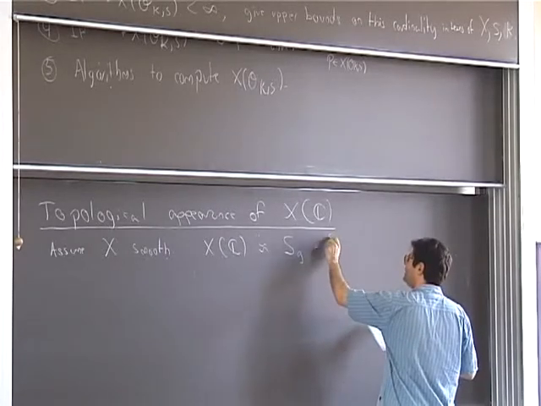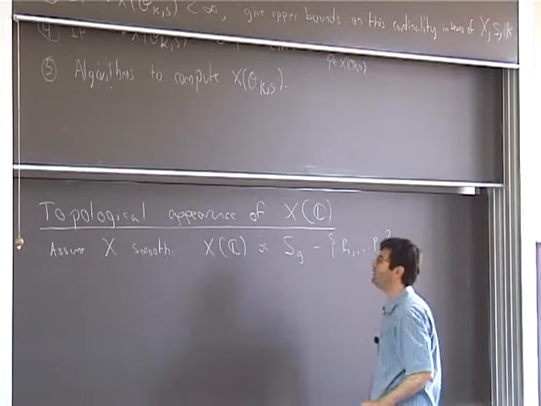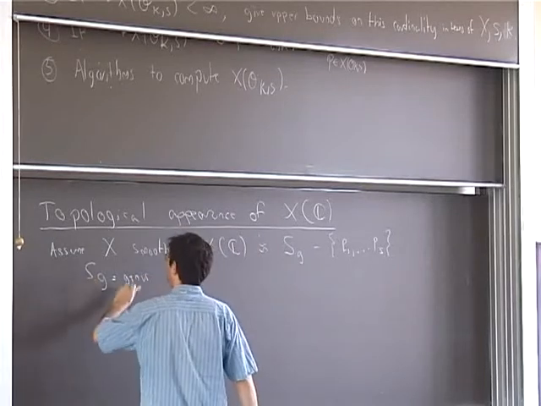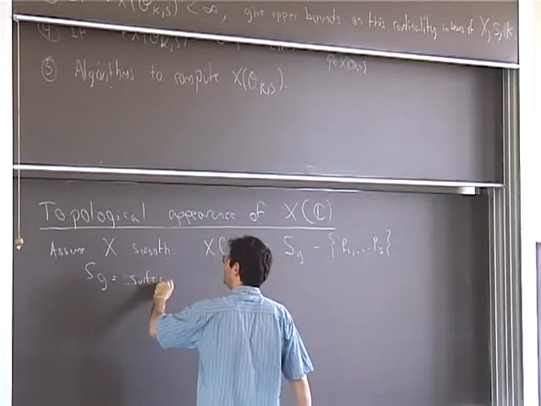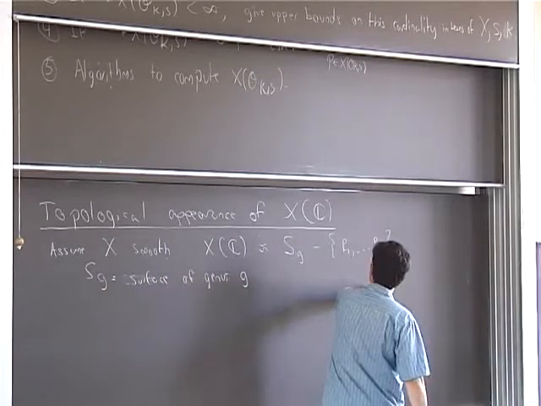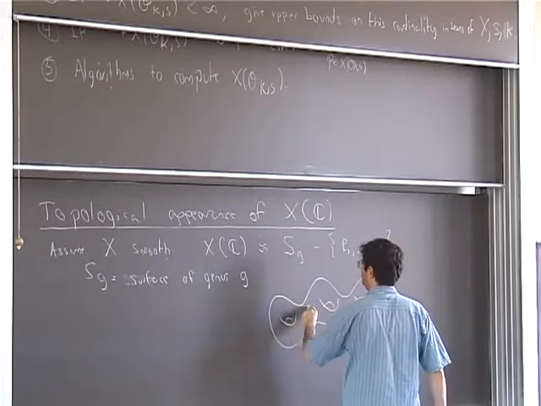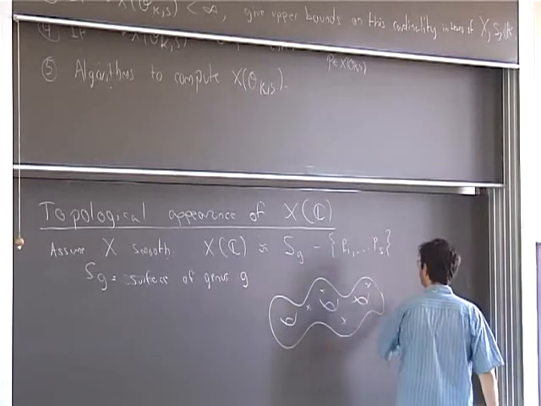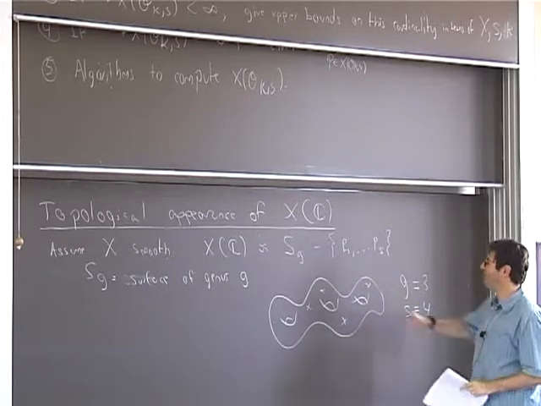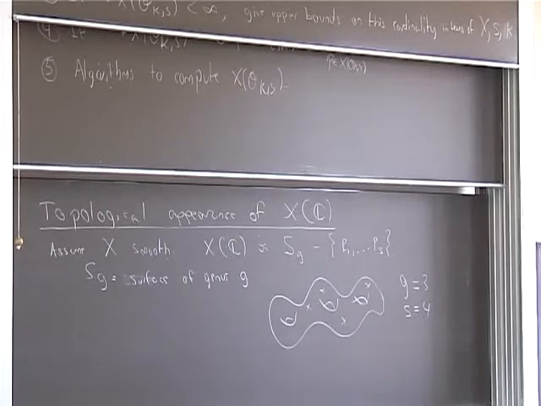So it looks like S_g minus {P_1, ..., P_s}, where g is the genus, so S_g is a compact surface of genus g, where I've removed the s points. So here's the picture for g equals 3 and s equals 4. So I have this surface with 4 punctures and 3 holes. Okay, so that's the kind of topological appearance.